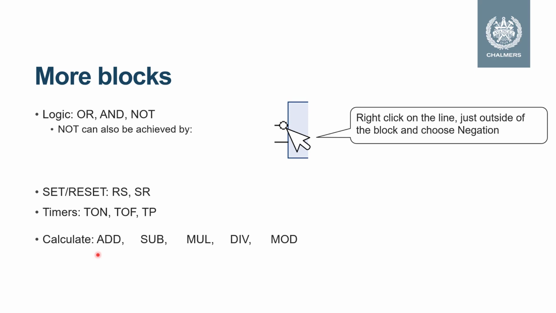We can make basic calculations: add, plus, sum, minus, multiplication, division, and mod for modulus. And we can compare two numbers to each other. We can see if they are equal, greater than or equal to, less than or equal to, less than, and not equal to. In the next film, I will show an example of the set reset latches, and in the film after that, I will use the timers.